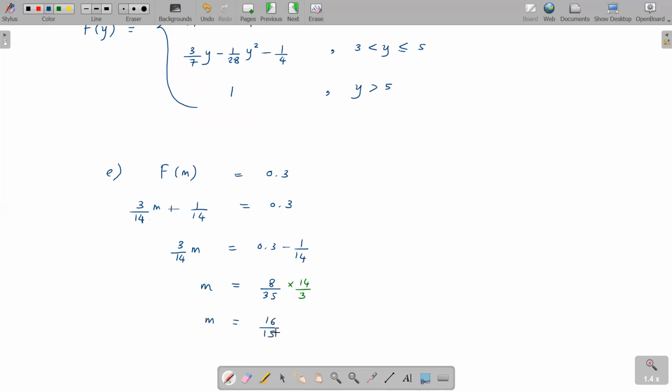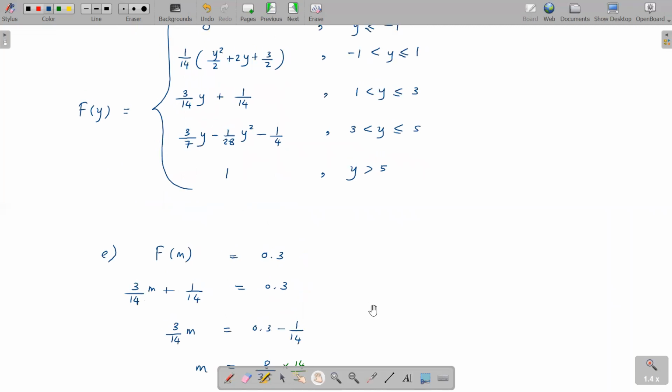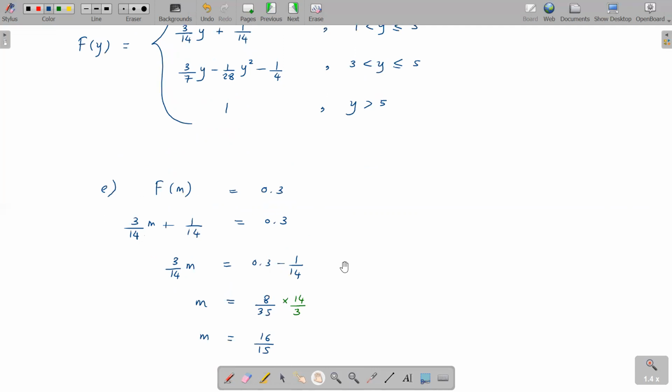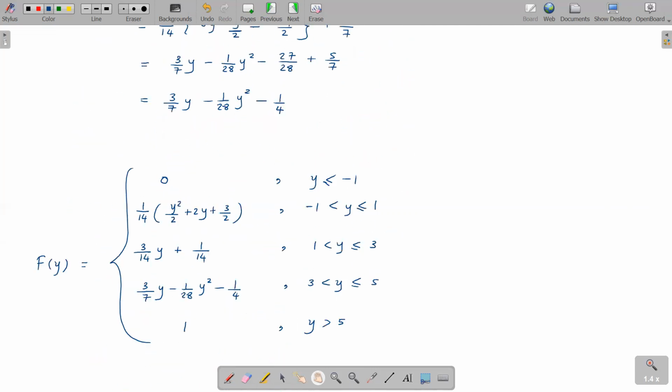16 over 15. And when you type 16 over 15 in the calculator, does it give you a value between 1 and 3? Yes, 1.07, because it's close to 1. You can see the earlier value of F1 was 28%, so 30% is quite close to 1, slightly passing 1. Okay, then the last part.